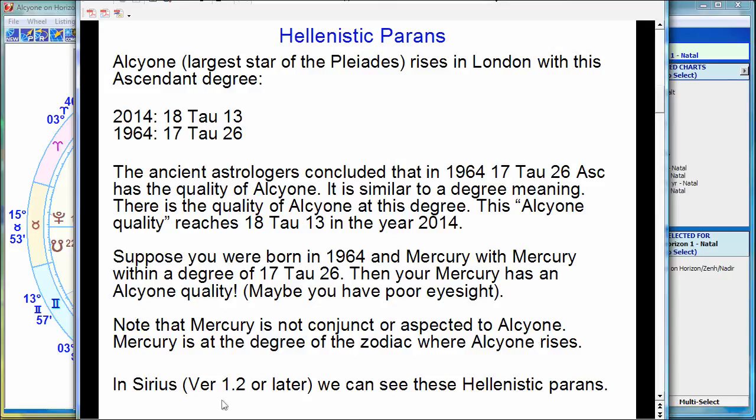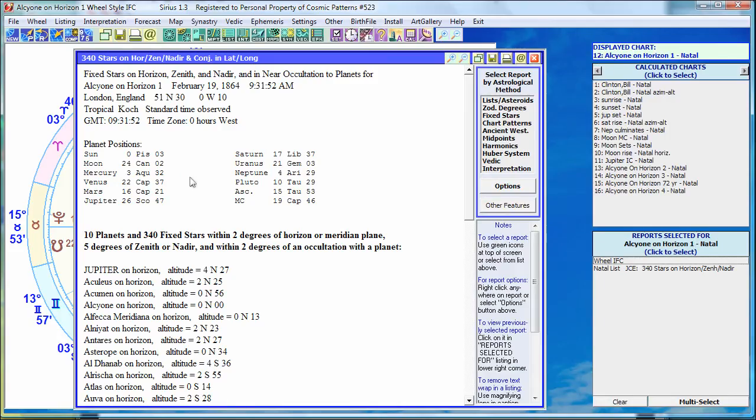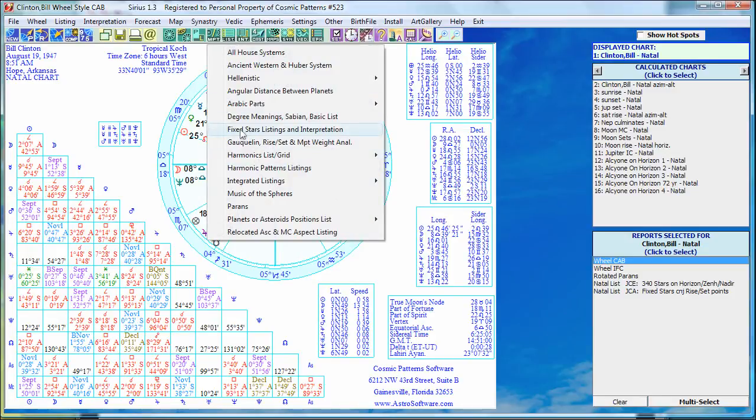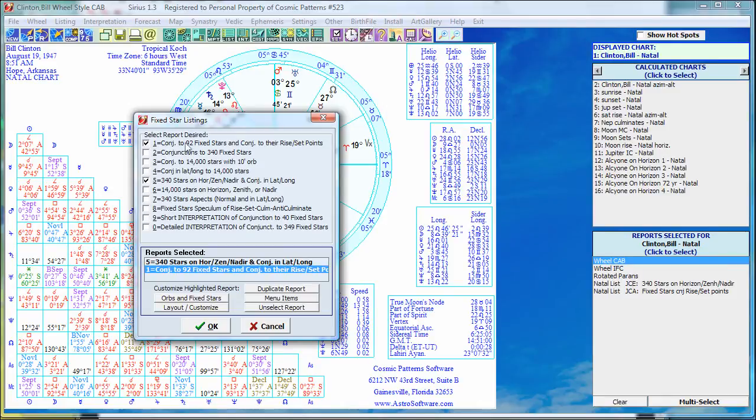And I'll show you how you select this. Fortunately, you can just select it in Sirius 1.2 or 1.3. You can just select the Hellenistic Parans. And the way you would do that is, let me go back to Bill Clinton's chart. Okay, so I've got Bill Clinton's chart. And I will select listing, fixed stars, and then the very first one.